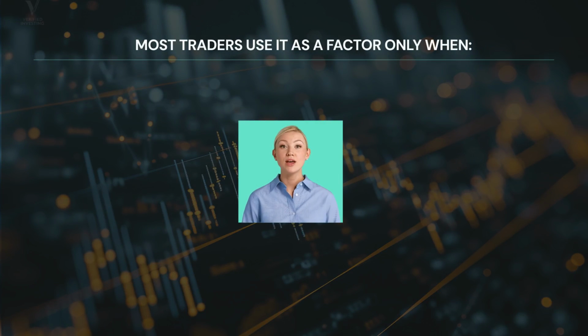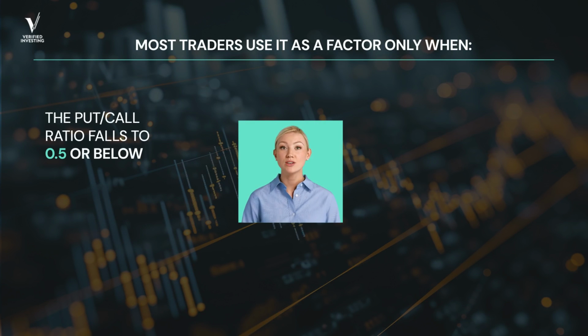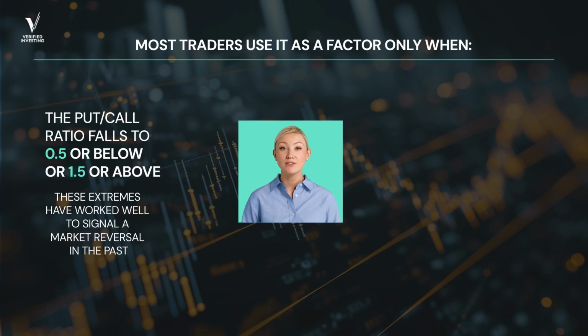Most traders use the put-call ratio as a factor only when the put-call ratio falls to 0.5, or below, or 1.5 or above. These extremes have worked well to signal a market reversal in the past.